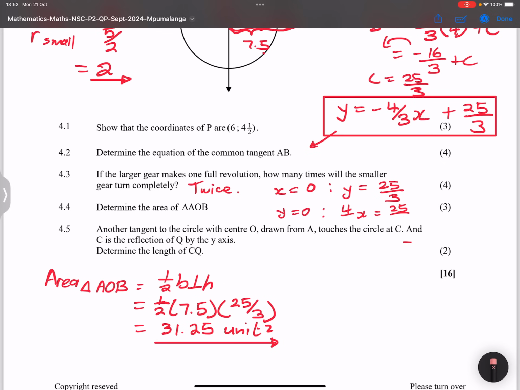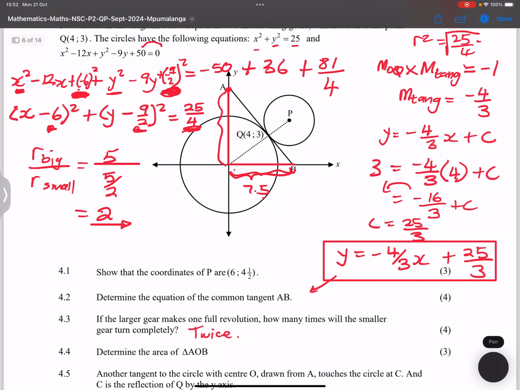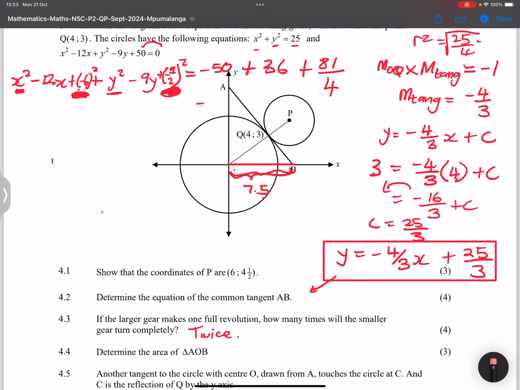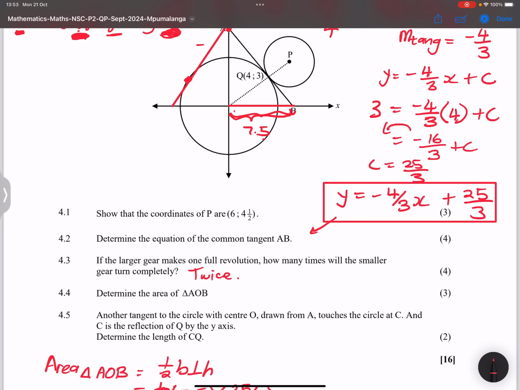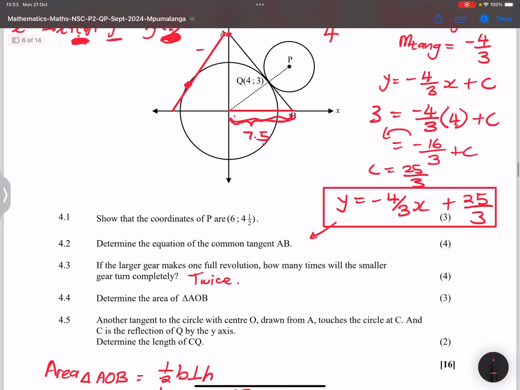Right, and finally, ladies and gents, the last question that they're asking us here. They say another tangent to the circle, okay, with center O is drawn from A. Okay, so we are now drawing another tangent. Okay, I'm just going to remove that. All right, so we're drawing another tangent from A. Okay, I'm assuming that will be the tangent over there. Okay, you get the point. It will touch on that side. All right, now they say to us, okay, and it touches the circle at C. Okay, so they say, and C is the reflection of Q. All right, by the y-axis, determine the length of CQ.